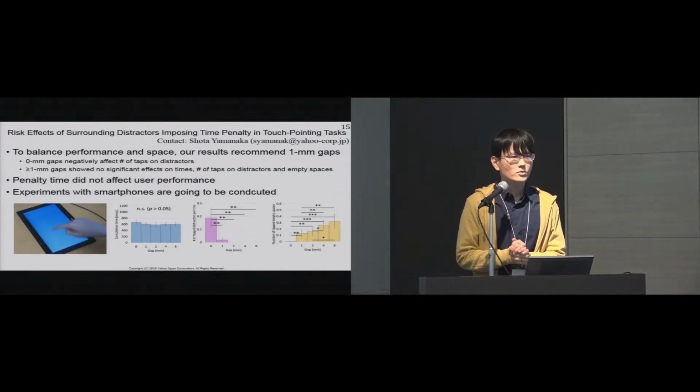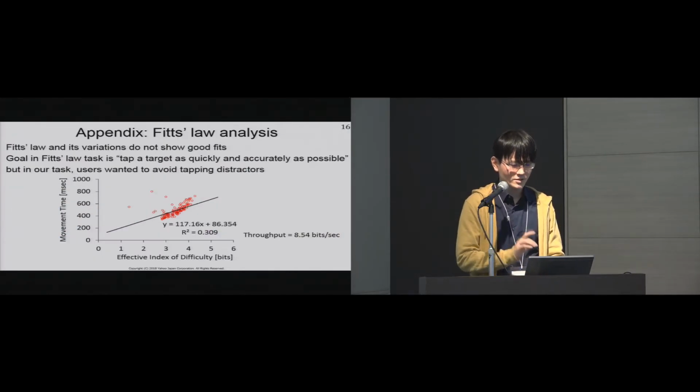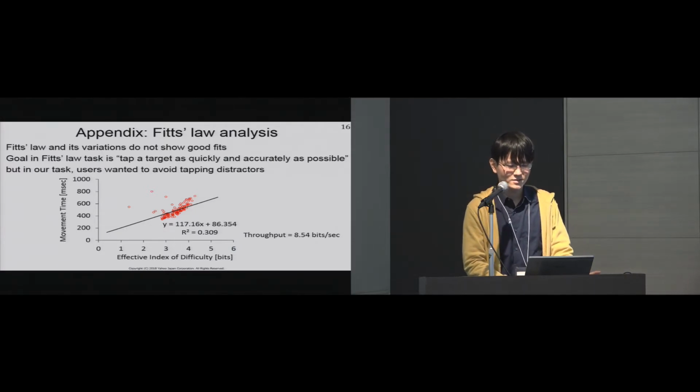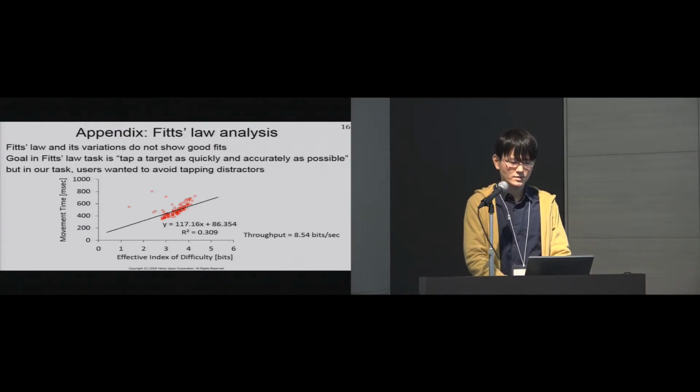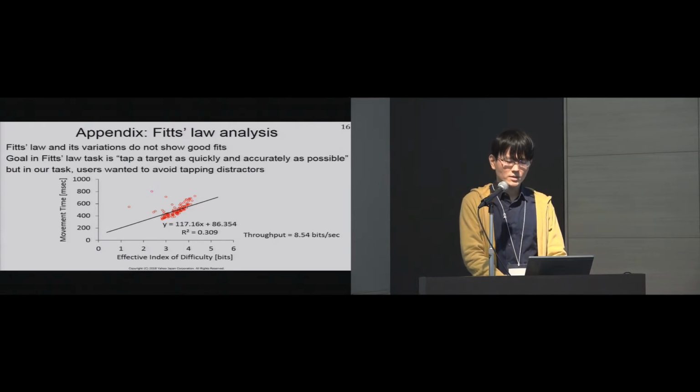Okay, 2 minutes or 3 minutes left. Additional results. This is a result of Fitts law regression expression. The Fitts law showed poor fit. We assume that the reason is that participants had a different motivation in our experiment.